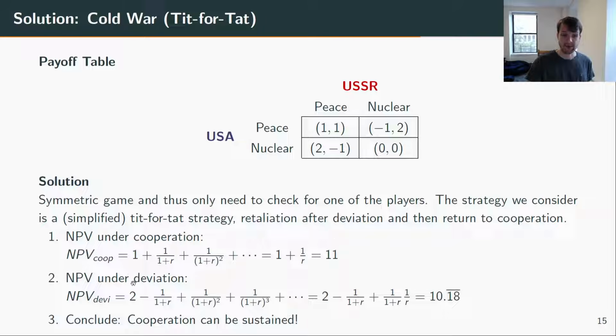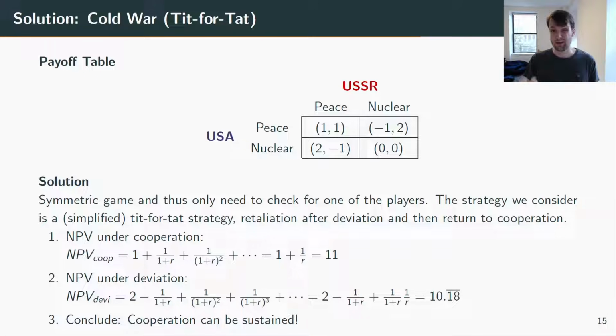Now the payoff is 2 today, right? If I deviate, I get 2 instead of 1. I'm going to lose 1 tomorrow, so -1 over 1 plus r. And then we're going to go back to cooperation, so it's 1 over 1 plus r squared plus 1 over 1 plus r cubed, and so on. The net present value here is 2 for the deviation today, -1 over 1 plus r for being punished tomorrow, and then we go back to cooperation. That's the 1 over r that we had, but it happens 1 period later, so we have to discount by 1 period. And the present value here is 10.18 recurring. So now you can see the numbers are very close, but again, cooperation is higher. So even when we're having this different kind of punishment, it is optimal to cooperate.